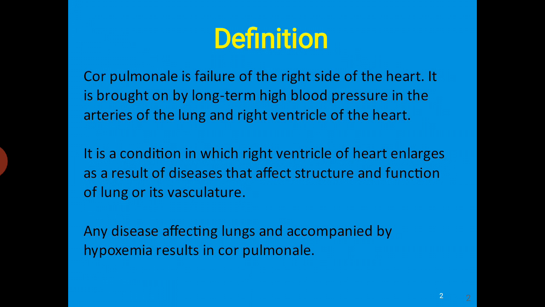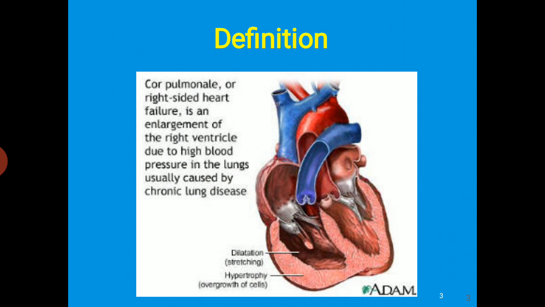Any disease affecting the lungs which is accompanied by hypoxemia will lead to cor pulmonale. So the definition is: cor pulmonale or right-sided heart failure is the enlargement of the right ventricle due to high pressure in the lungs, usually caused by chronic lung disease. So in this, actually what is happening, the right ventricle failure is occurring because of a disease which has occurred inside the lung. That is usually chronic lung disease. Any disease in the lung which causes high blood pressure in the lung can lead to cor pulmonale.